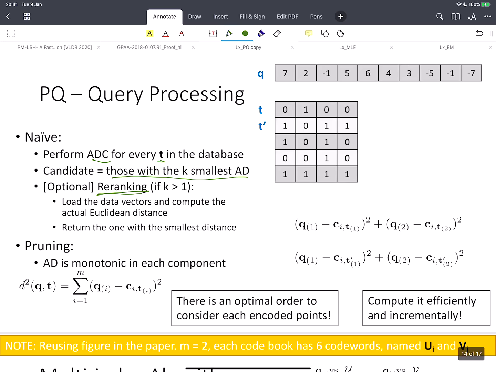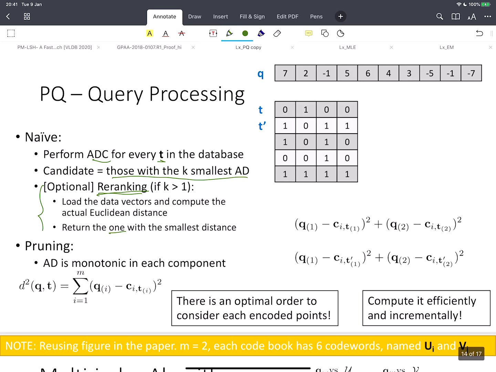Remember, the one we actually calculate is not the real Euclidean distance, but one of the approximations. So if you really want, you can do this kind of ranking by really loading the vector and figuring out exactly what the distance is, and then return the one with the smallest distance. Of course, this is optional because this is expensive.